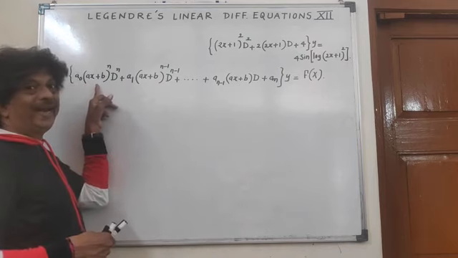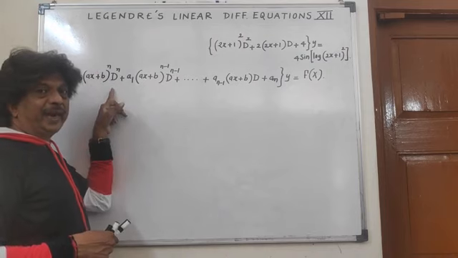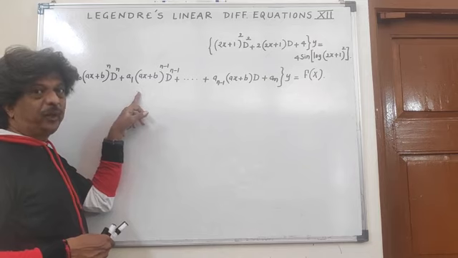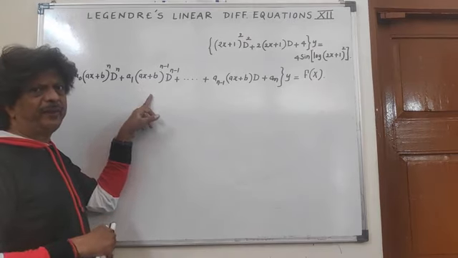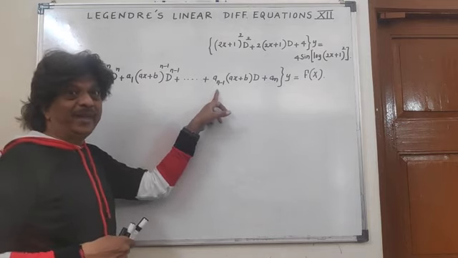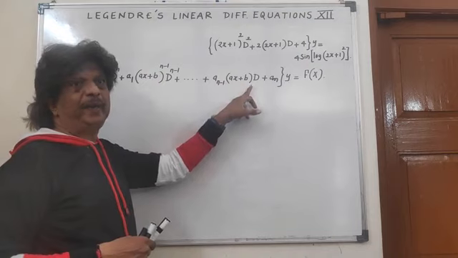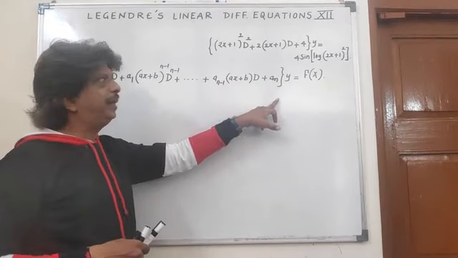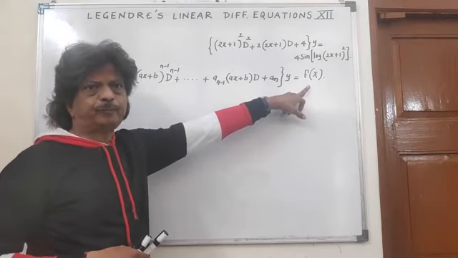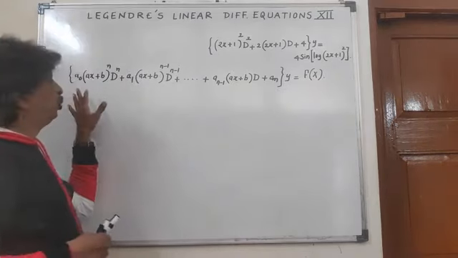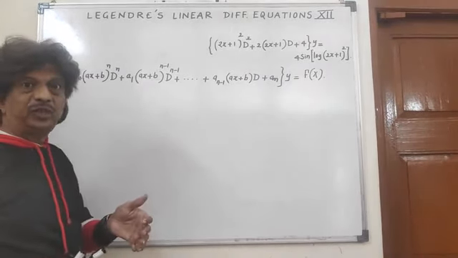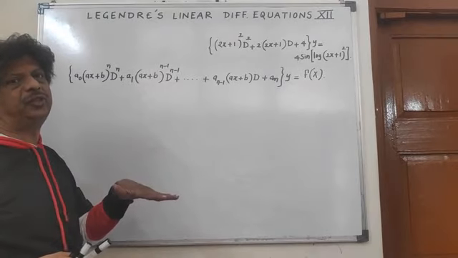a0 (ax + b)^n D^n + a1 (ax + b)^(n-1) D^(n-1) + ... + a(n-1) (ax + b) D + an, in bracket, times y is equal to f(x). So it is just an advanced version of the Cauchy's linear differential equation.